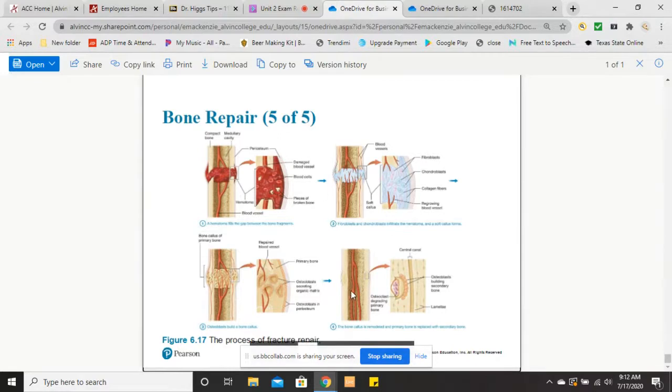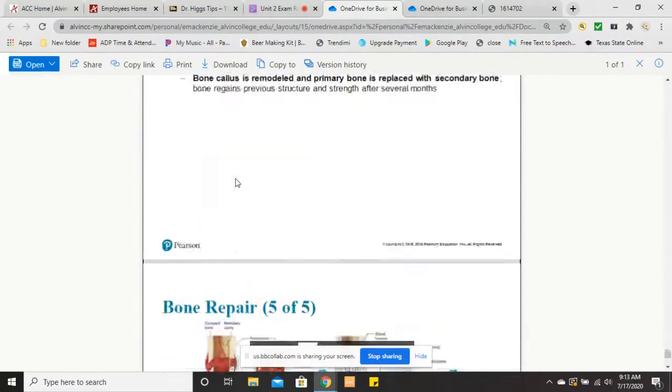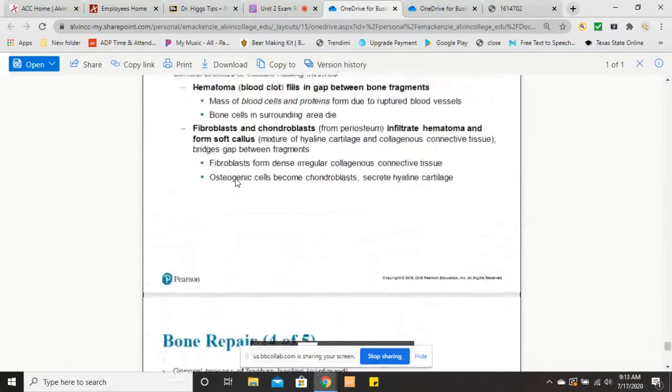Again, they're named a hint. First step is hematoma. Let's say you're rollerblading outside, you trip, and oh, you broke your leg. Okay. Well, you're going to have bleeding. Remember, bone is a connective tissue that is not cartilage, so it's highly vascular. There are blood vessels. So when you break the bone, you're going to have bleeding, and that blood is going to fill up all the nooks and crannies, and it's going to clot. We call blood clots in anatomy hematomas.